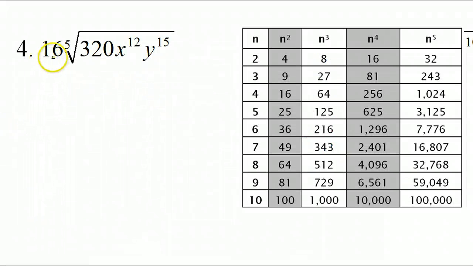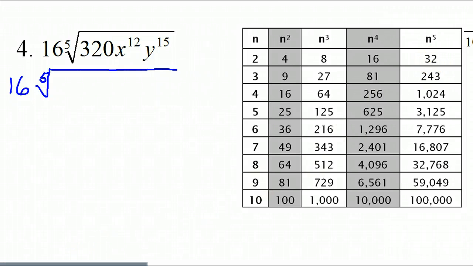Okay, number 4. You see that 16? Just write that down. So that 16 is going to stay out front. We will worry about it later. Now I've got the 5th root of stuff. 5th root. Okay, 320. I'm dealing with the 5th root, so I'm going to look at the 5th power column. Do I see 320 anywhere? No, I don't. So I start looking for things that will divide evenly into 320. Okay, 32 is really the only thing that has a shot, so I'm really hoping that works.